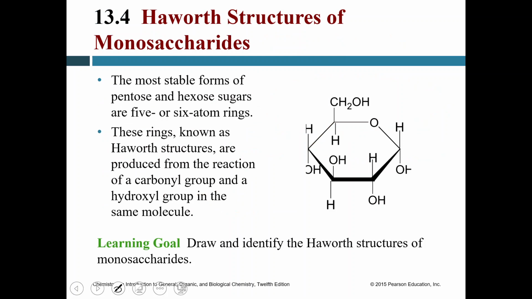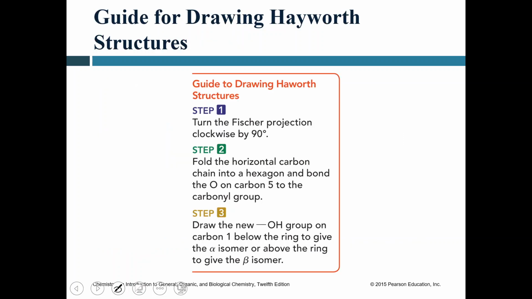Now we're going to talk about another way to represent monosaccharides, with so-called Haworth structures. It turns out that the most stable forms of pentose and hexose sugars are rings that contain 5 or 6 atoms. These rings are called Haworth structures. They're produced from the reaction between the carbonyl group and the hydroxyl group in the same molecule of monosaccharide. So here we're going to learn how to draw Haworth structures.